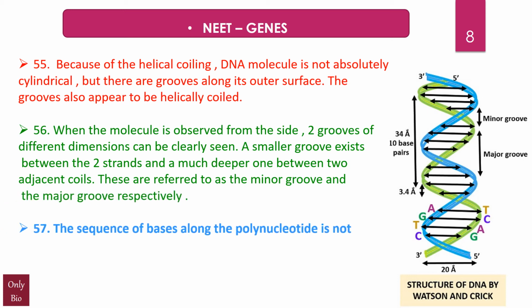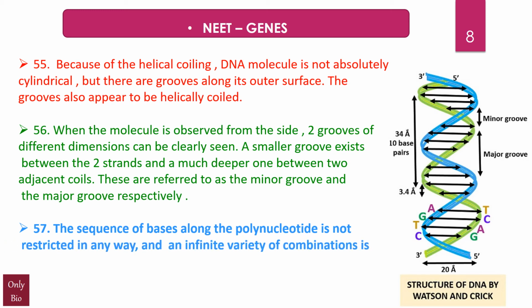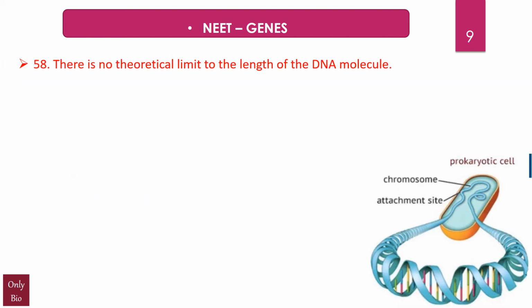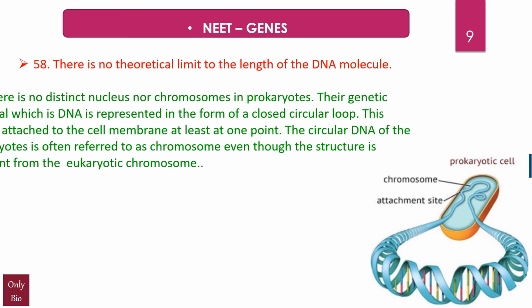Next, the sequence of bases along the polynucleotide is not restricted in any way, and an infinite variety of combinations is possible. It is the precise sequence of bases that determines the genetic information. Point number 58. There is no theoretical limit to the length of the DNA molecule.